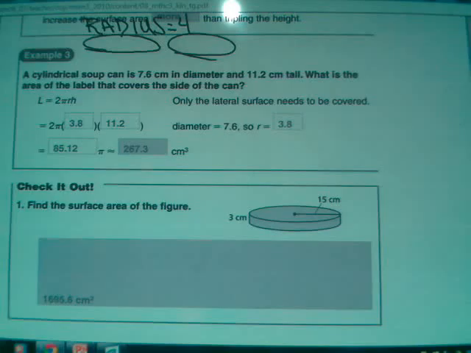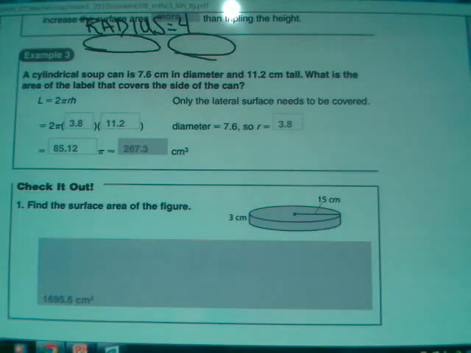What you can do, if you want, is find the total surface area of the soup can and then take off the area of the two circles, the top and the bottom of the can. Because, of course, the label doesn't go on the top and the bottom of the can. The label just goes around the can.